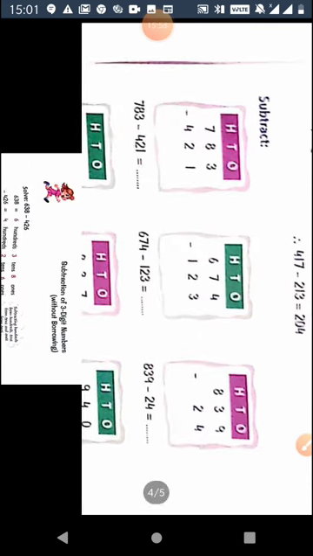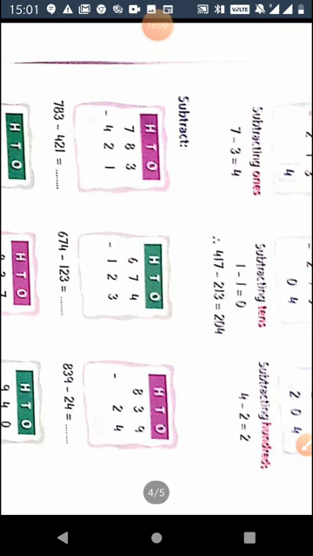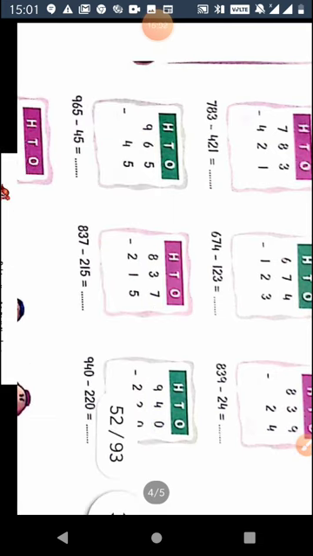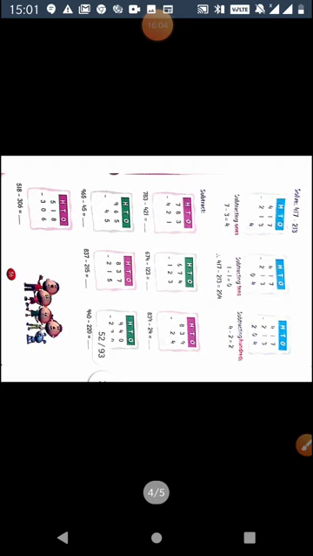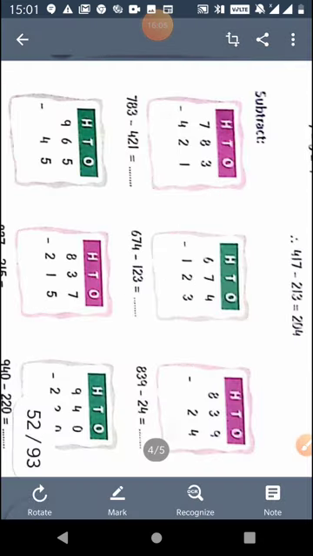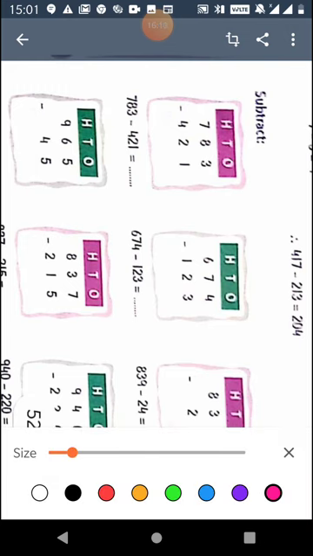Now, a few examples. First is subtract 783 minus 421. Okay. We will start with ones place. 3 minus 1 is equal to 2.